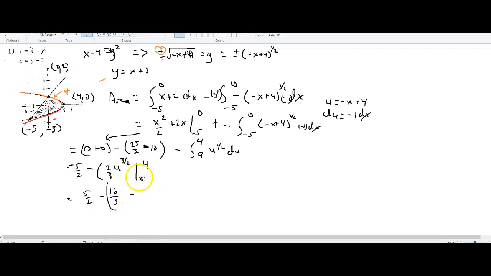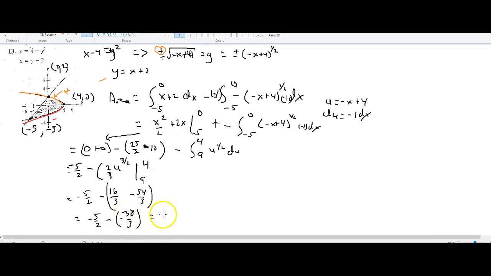Minus, now I'm going to plug a 9 in here. Square root of 9 is 3. 3 to the 3rd is 27, so I get 54 thirds. And then, therefore, I'm going to get negative 5 halves minus, I note that I end up with negative 38 thirds here, I believe. Yep, I think that's sufficient. And then minus and negative makes that positive.